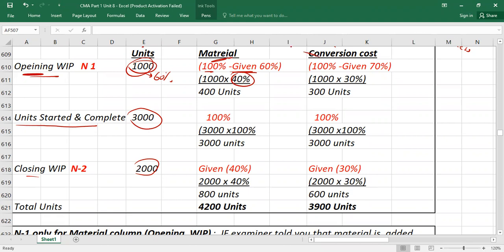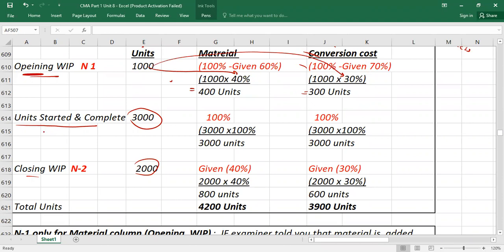Same you will do with the conversion cost. 100 minus the given percentage. For example, I told you opening work in process is 70% completed with respect to conversion cost. It means 30% we will complete in this year. We'll take 100 minus the given percentage. Simply, for opening work in process you are taking the remaining percentage. For example, 70% is completed, remaining is 30. Understood? Now we'll multiply this 1,000 with 40%, you will get 400. This 1,000 with 30%, you will get 300. You multiply with the remaining percentage.